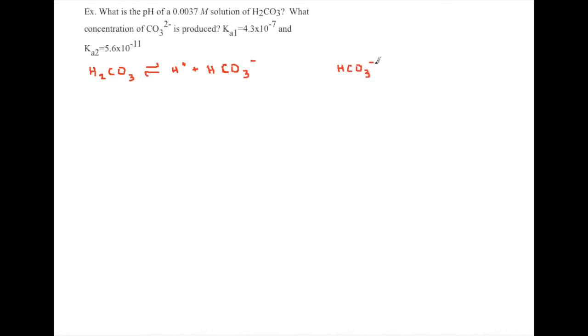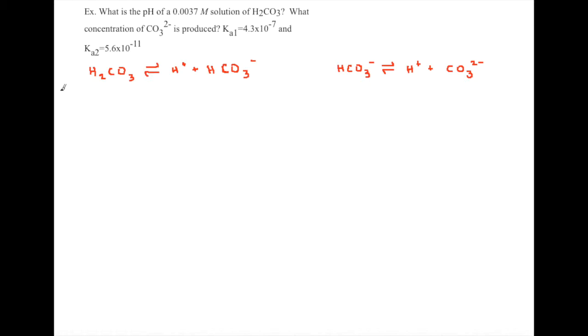Remember, it's harder to do because it's now negatively charged, but it can, and it would form carbonate with a 2- charge. So I've got these two dissociations, and what this question is asking me is what is the pH of a carbonic acid solution if its concentration is 0.0037 molar. Then it also asks what's the concentration of carbonate that is going to be produced.